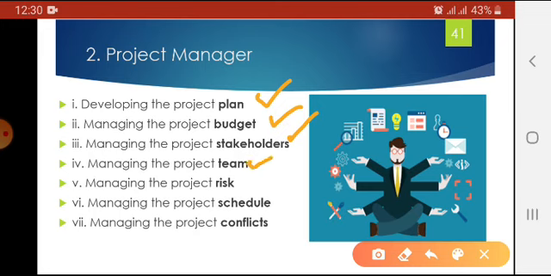He has to manage the team. He has his own team, which is working on the project, so the manager has to look after or manage the team. The manager has to manage the project risks, schedule and the related conflicts, so that all the factors are addressed in time and do not lead towards any failure or challenge at later stages.